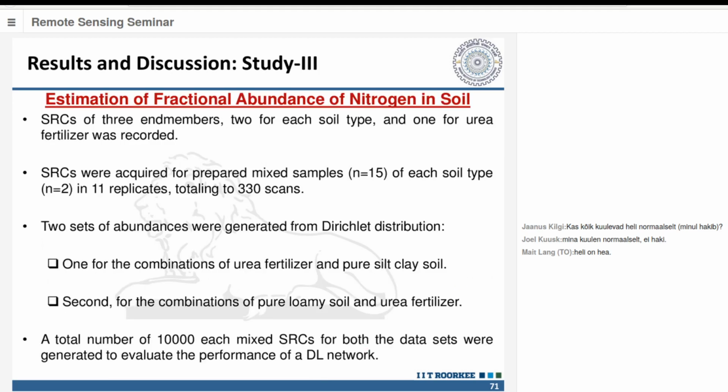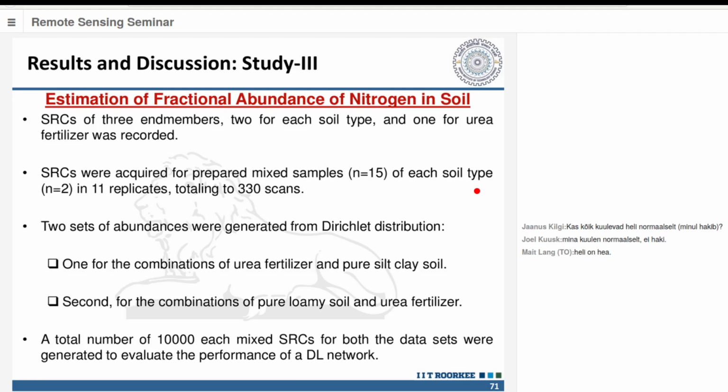And now in the third study, estimation of fractional abundances of nitrogen in soil, spectral reflectance curves of three members, two for each soil type and one for urea fertilizer, were recorded. Spectral reflectance curves were acquired for prepared mixed samples of each soil type in 11 replicates, totaling 330 scans.